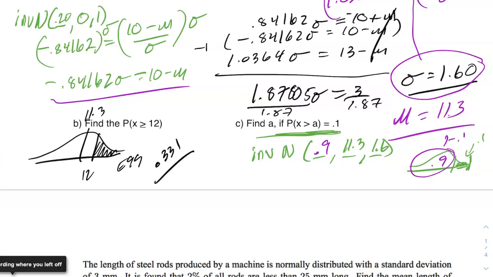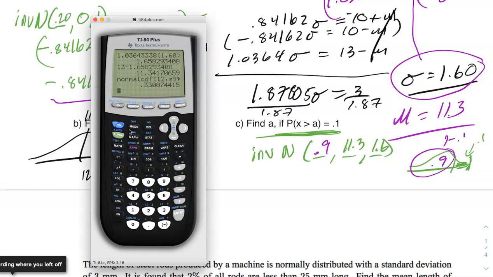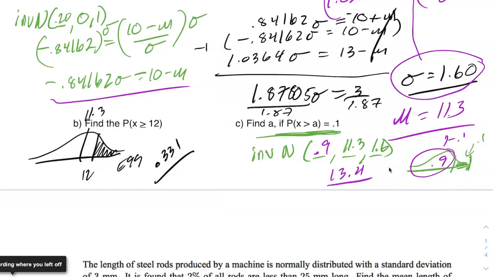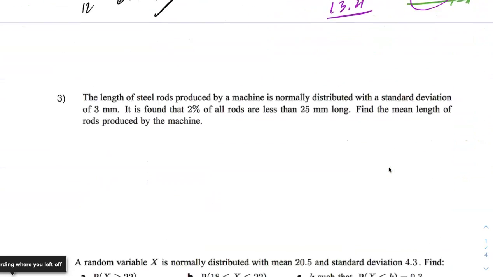Just like that. Plug that into my calculator. So distribution, invert normal, 0.9, 11.3, and 1.6. Hit enter, and I get my answer, 13.4. So that's the number you have to be. The probability of higher than that is 10%. And that makes sense because the mean is 11.3, so the mean's in the middle and we're a little bit to the right of it. So that all works. Next problem.